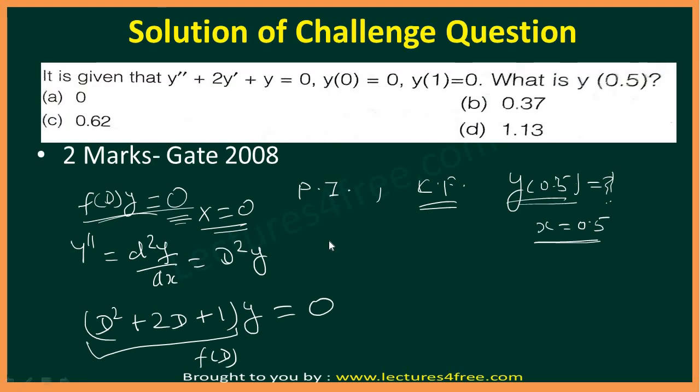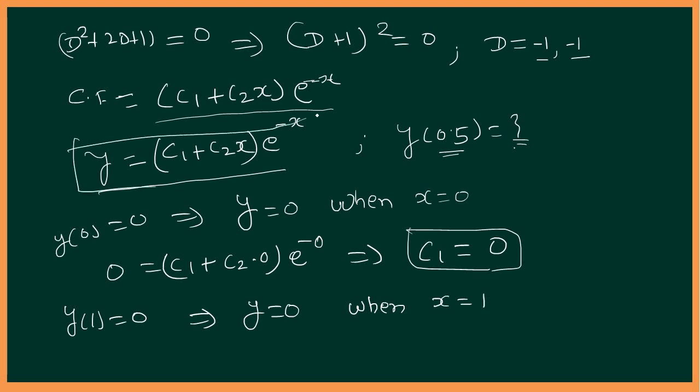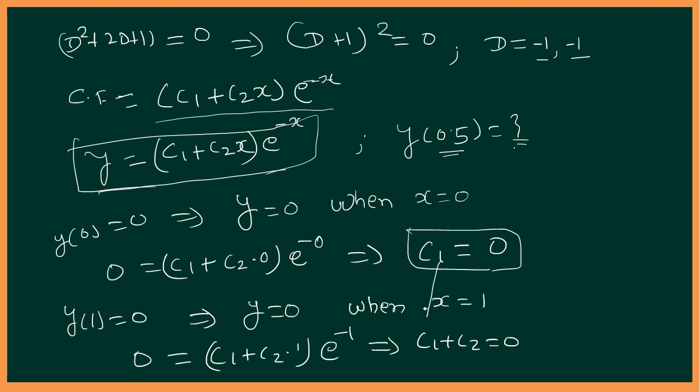The second condition is y(1) equal to 0. It means y is equal to 0 when x is equal to 1. Now put this in our solution. You will get 0 equal to c1 plus c2 into 1 into e to the power minus 1. So c1 plus c2 is equal to 0, and as you already know c1 is equal to 0, c2 is also equal to 0. It means c1 and c2 both are 0.